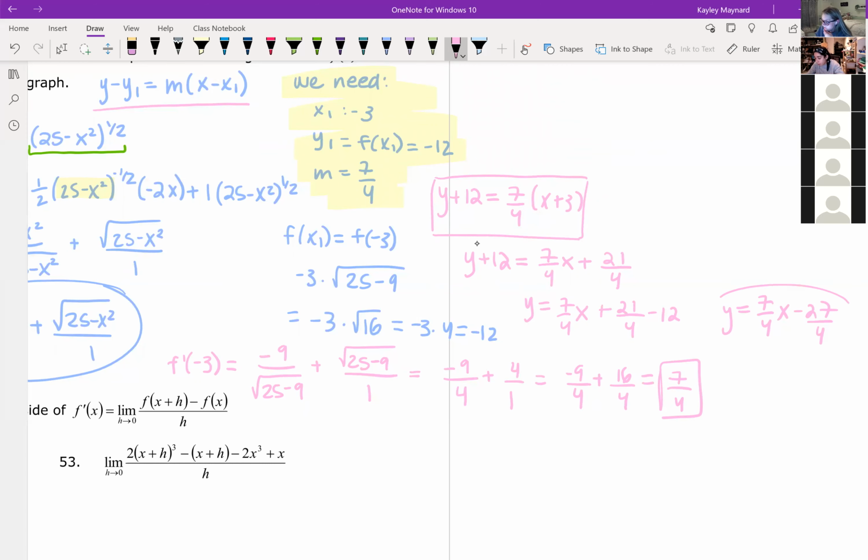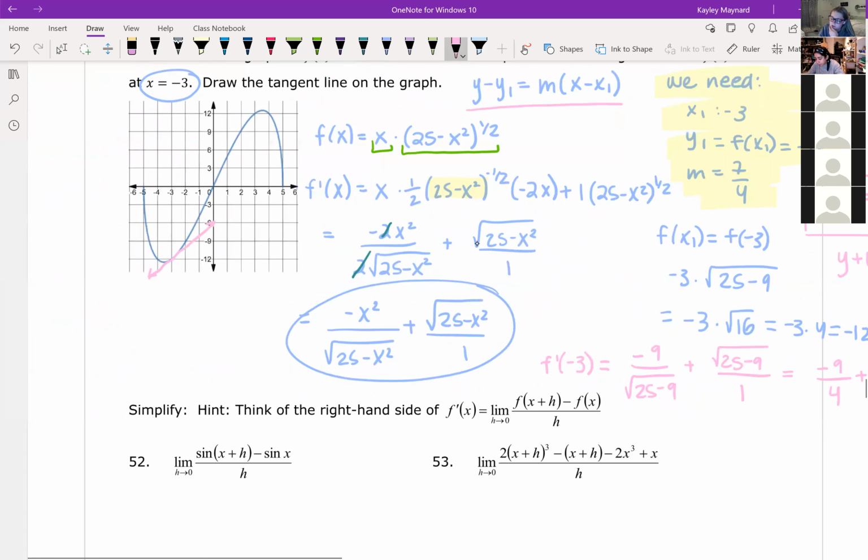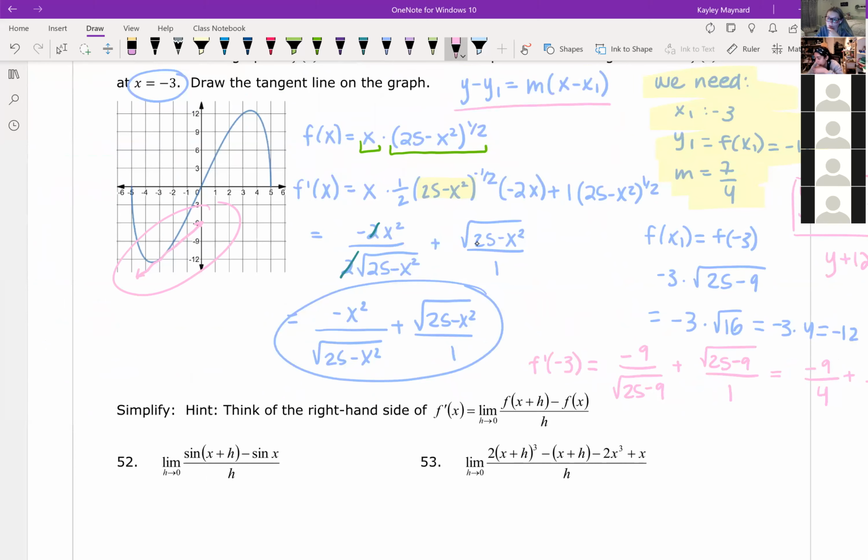So you could graph this line and you would get something that looks very similar to what I just drew. But if you have knowledge of the tangent line, you can totally just give a rough sketch of it on the graph.